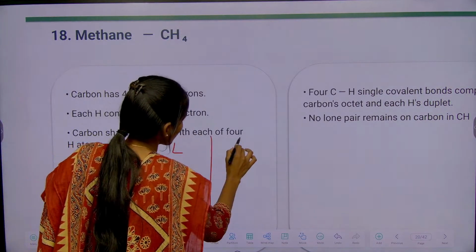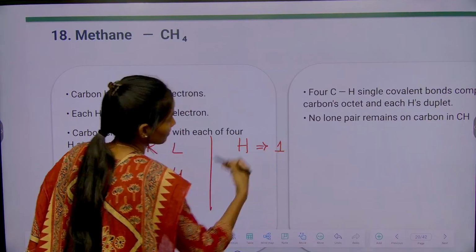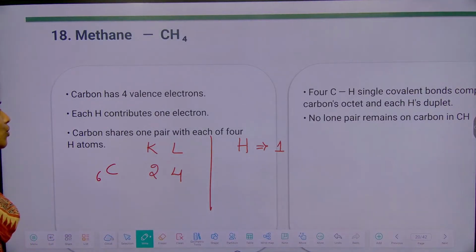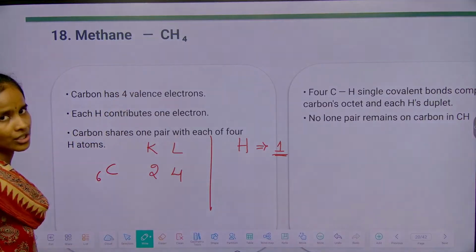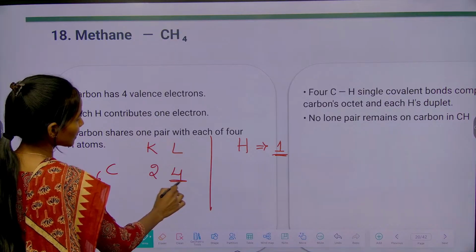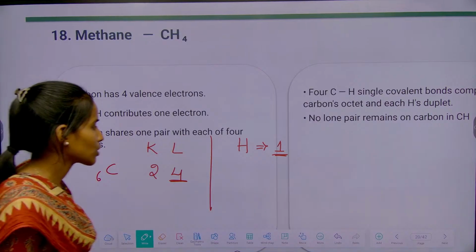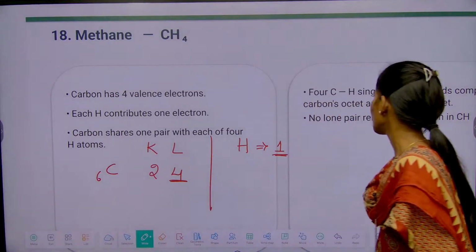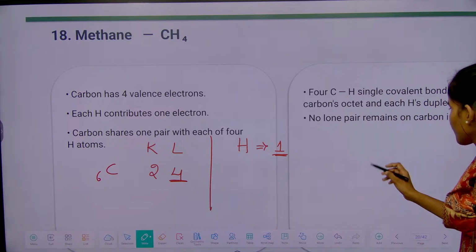Hydrogen is there, 4 hydrogens are there. Each hydrogen has 1 electron in the K shell, right? So 4 hydrogens give 4 electrons. Those 4 electrons are shared with carbon. So what will happen? 4 plus 4, it will get the octet configuration, resulting in the formation of covalent bonds. 4 C-H bonds will be formed. We will see the structure.